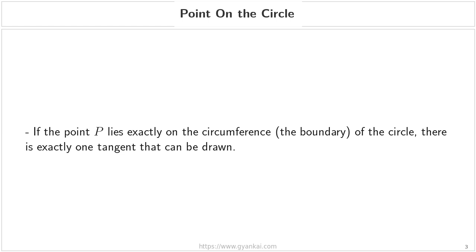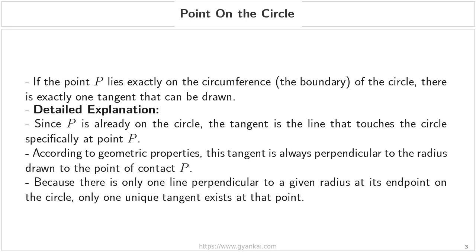Imagine, instead, that the point P is not inside the circle, but lies exactly on the circumference, which is simply the outer boundary of the circle. In this specific case, there is exactly one tangent that can be drawn. To understand why this is the case, let's look at the detailed explanation. Since point P is already sitting right on the edge of the circle, the tangent we are looking for is the unique line that touches the circle specifically at that point P without ever entering the interior.